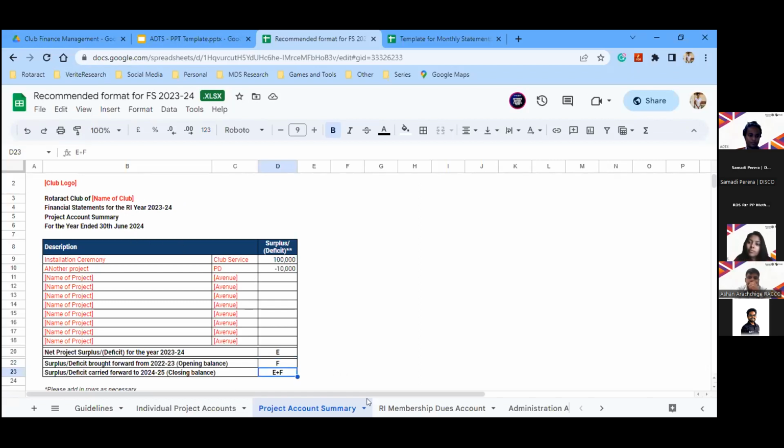So this is the project summary. You will probably use the opening balance for something like the installation ceremony, your first project for the year, so you'll be using this opening balance to fund that. That opening balance plus whatever money you have made, or whatever money you have lost, in that year, plus this, you get your closing balance. That means overall, how much are you keeping behind? Or if the drawer is empty and they actually owe you money or something like that.